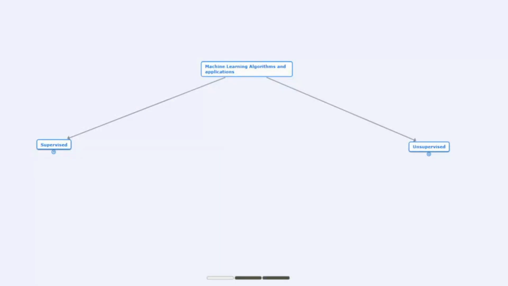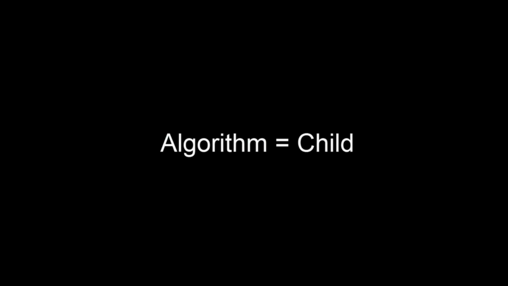Hello there. In the coming few videos, we will try and categorize the machine learning algorithms with some examples. They fall into two large categories called supervised and unsupervised. Now, to understand this concept in a relatively simple example, let's imagine that the algorithm is a child.